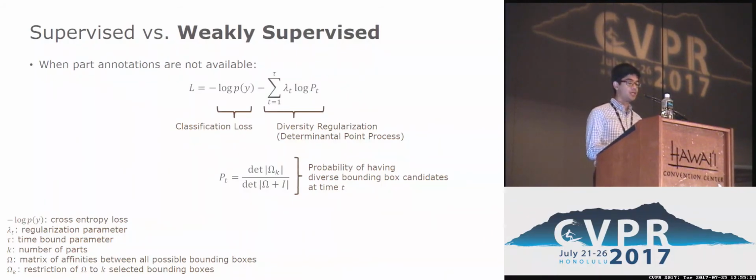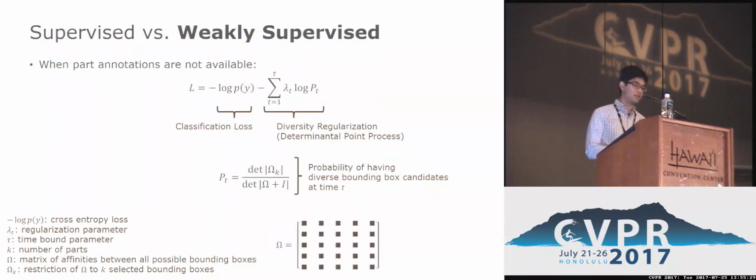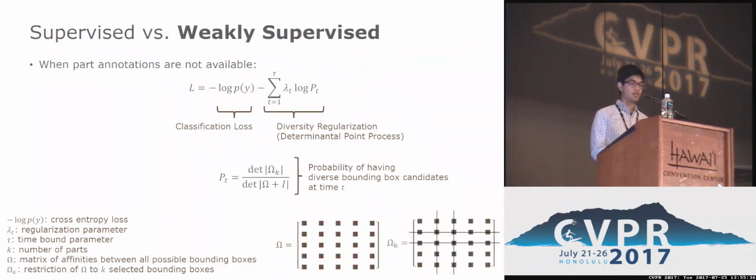So we have a probability of having diverse bounding box candidates at time t. And this is using determinantal point process, where essentially you have a matrix of affinities between all the possible bounding boxes, omega, which can be pre-computed before all this happens. And then at each time step, you can just take the restriction of it. So then you can only look at the bounding boxes and then take the determinants of those, and you get the probability.